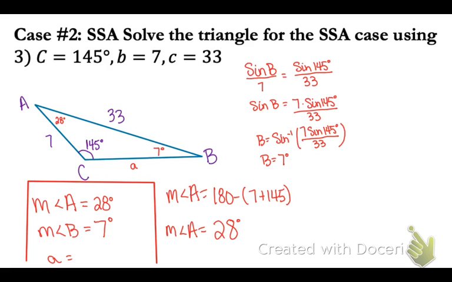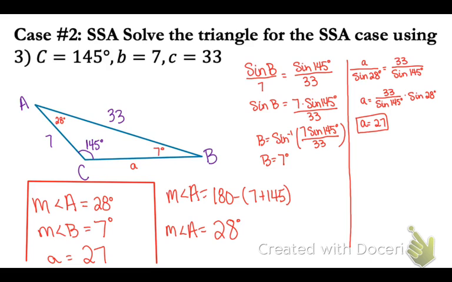And then lastly, we're looking for side length A. So since I'm looking for side lengths, I'm going to put side length on top over its angle measure, sine of angle 28. And then I can pick either of the other side and angle. I'm going to go ahead and pick 33 over sine of 145. You could also set up 7 over sine of 7, and you'll end up with the same answer. So to solve for A, we're going to multiply sine of 28 to the other side. And when we plug that into our calculator, we end up with 27.